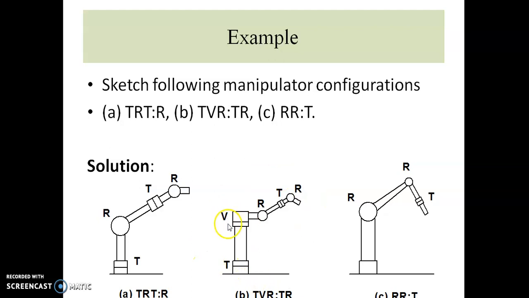In another sketch, it uses TVR joints for the body and the arm, and TR joints are used for the wrist assembly. Now in this case, two revolving joints are used for the body with the arm assembly, and a twisting joint is used for the wrist assembly.